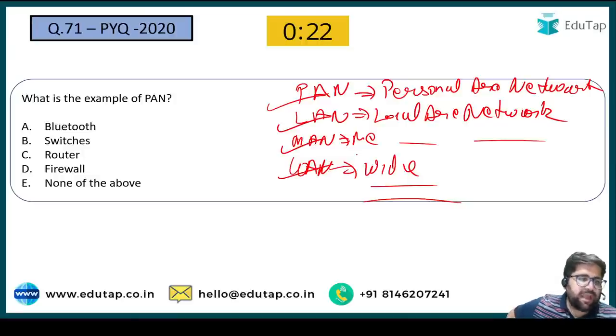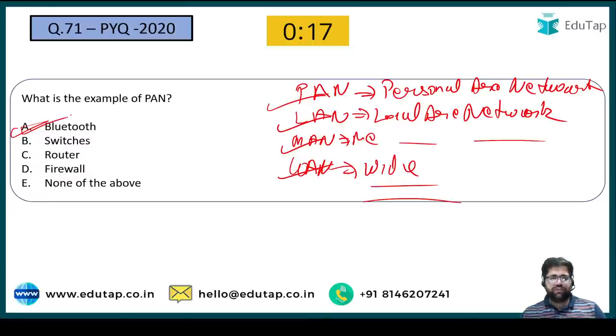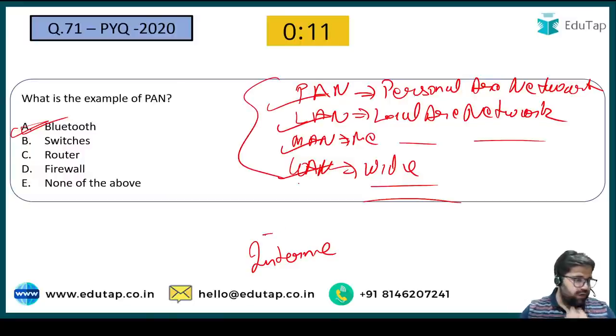So Bluetooth is an example of PAN. Yes, my dear friend. Why? Because certain people will only use it. Internet. Internet is an example of which of the following? These are four options for you. Come on, I need answers from maximum people, my friends.